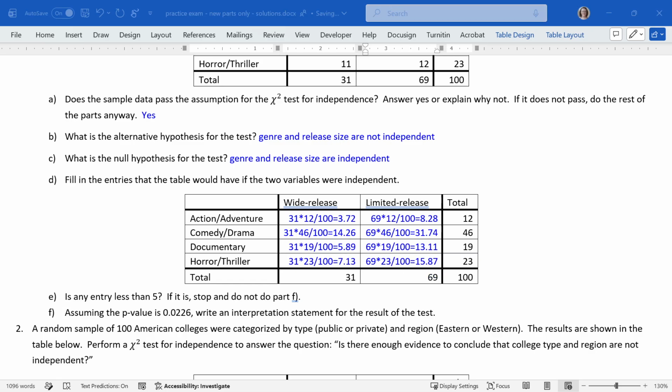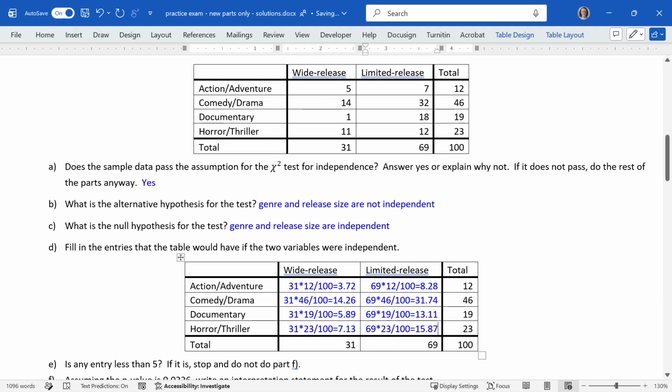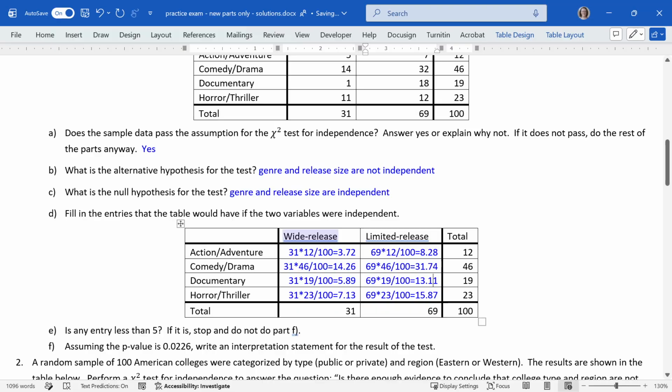Okay, so these are the numbers that I got. And at this point, again, I usually like to compare it to my original table and see, are these numbers similar? Are they pretty far off? What do they look like? So I'm looking at 5 versus 3.72, 14 versus 14.26. That's not too far off. 1 versus almost 6. That's not real close to me. 18 versus 13. I'm getting a little further off now. 7 versus 11. 12 versus 16. So yeah, they're a bit off. They're not super far off. So I'm not sure what kind of p-value I'm going to get. Maybe one that's borderline.